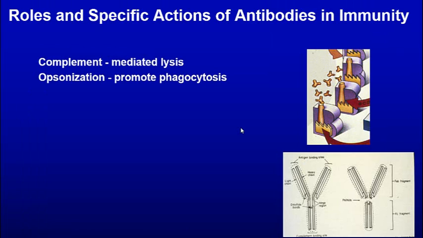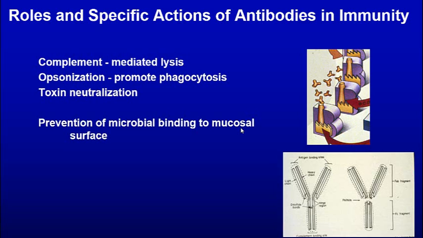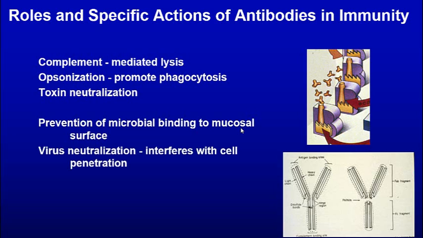So what do antibodies do? They fix complement. They opsonize, meaning they prepare things for eating. They neutralize toxins. They prevent microbial binding to the mucosa. Virus neutralization interferes with cell proliferation and penetration. And then they cause degranulation of mast cells.